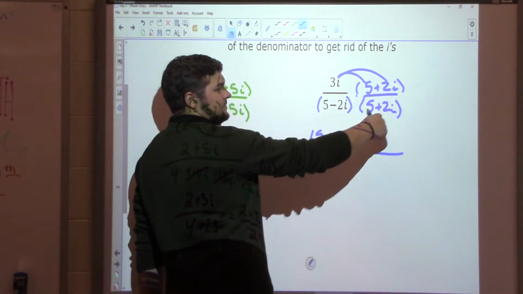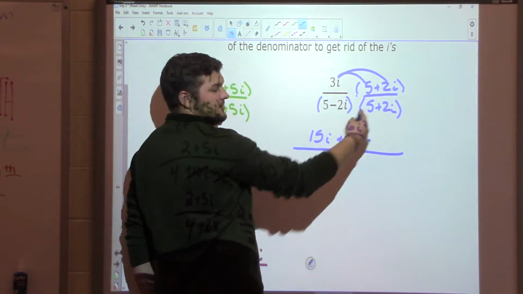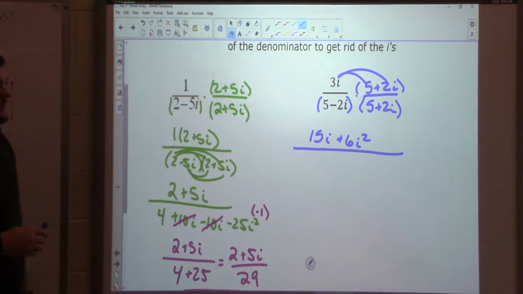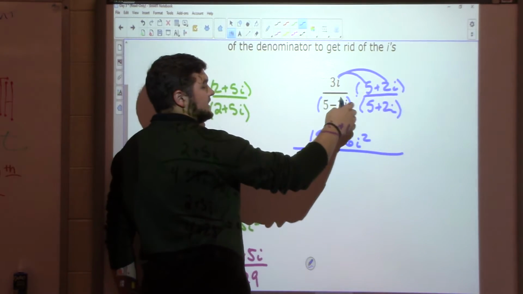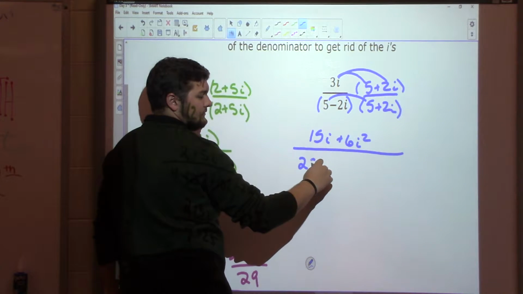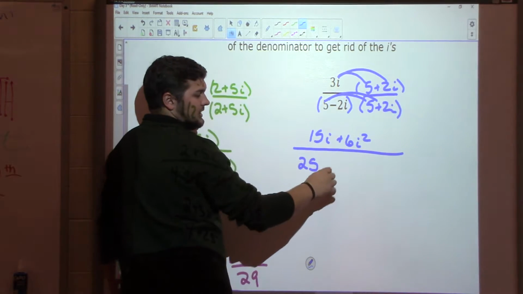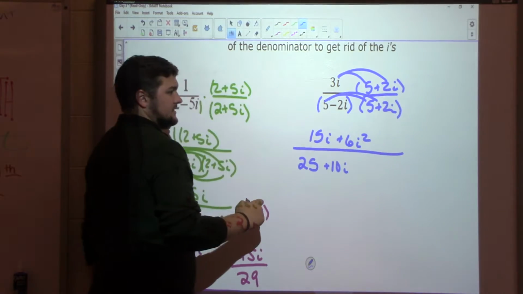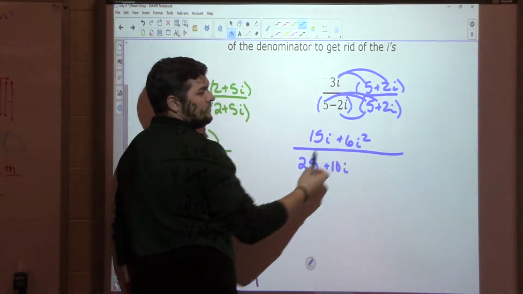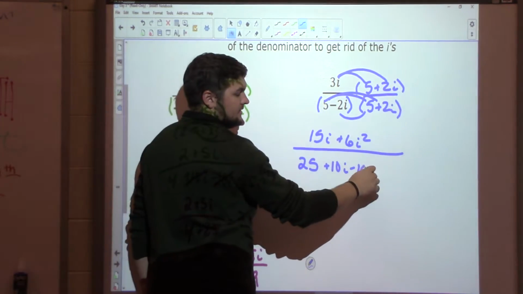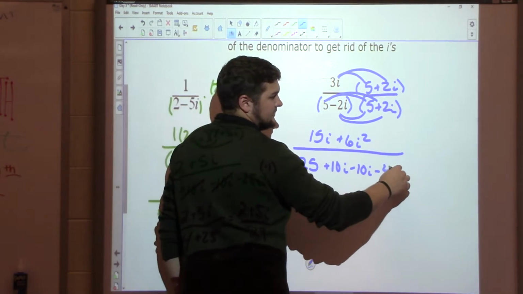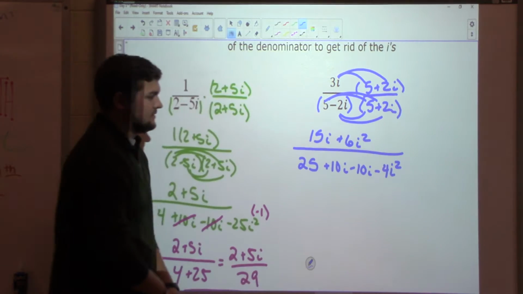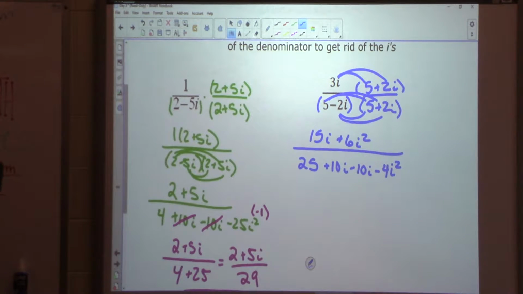So if I multiply by 5 plus 2i on top, I have to multiply the same thing on the bottom. On the bottom, I'm FOILing. 5 times 5 is 25. 5 times 2i is 10i. Negative 2i times 5 is minus 10i. Negative 2i times positive 2i is minus 4i squared. Do we all follow me so far?